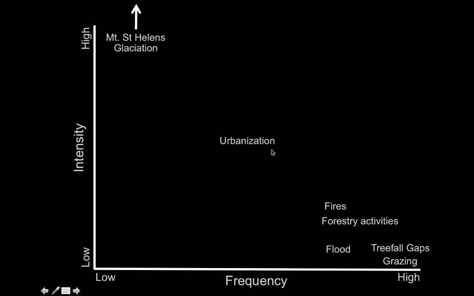Urbanization happens relatively frequently, but it's a fairly intense sort of disturbance. And then you get really low frequency but very high intensity disturbances such as glaciation or a volcanic eruption, something like Mount St. Helens.